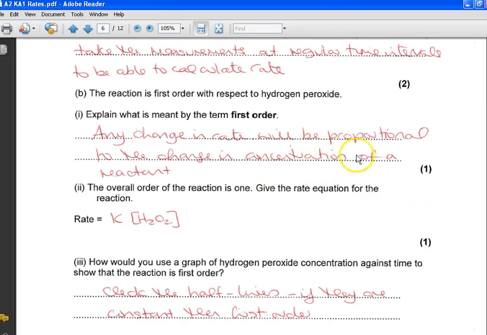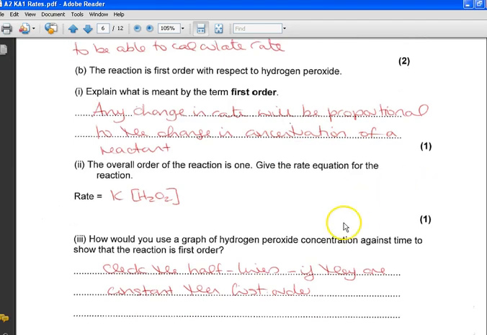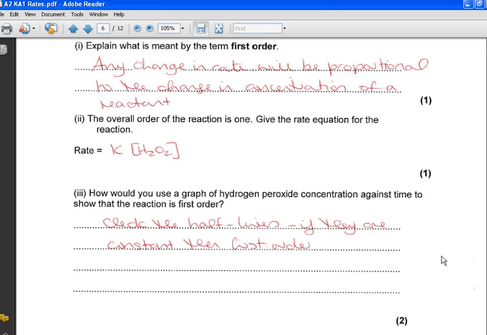Okay, this is basically just knowing the definition for first order. You should all have got that right, but not everybody did. If the overall order is 1, well, you can only have 1 species in there that can have an order 1, yeah? Because the overall order is made up from adding the order of all the reactants.